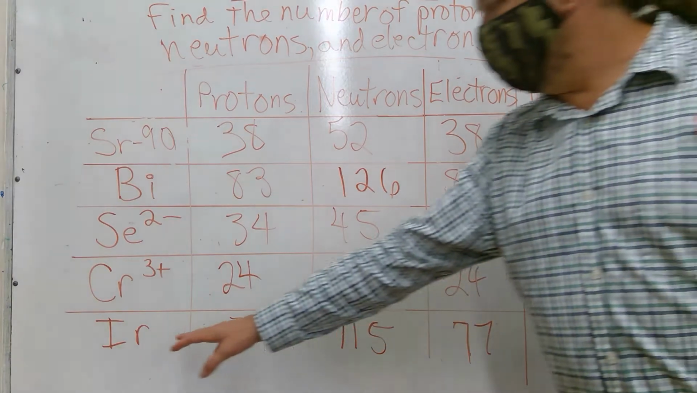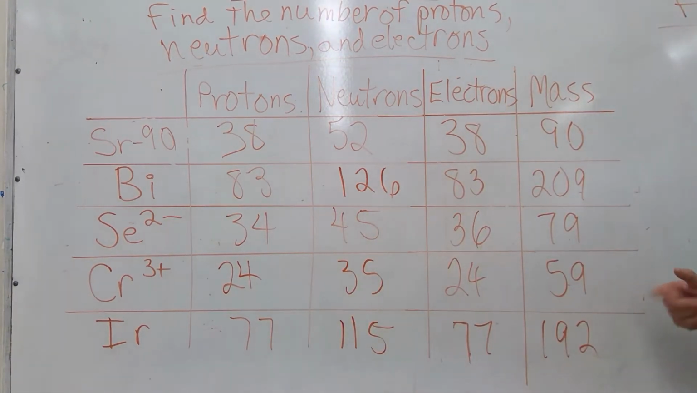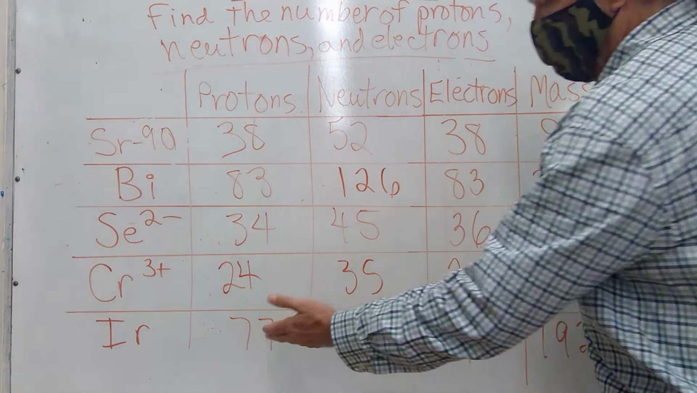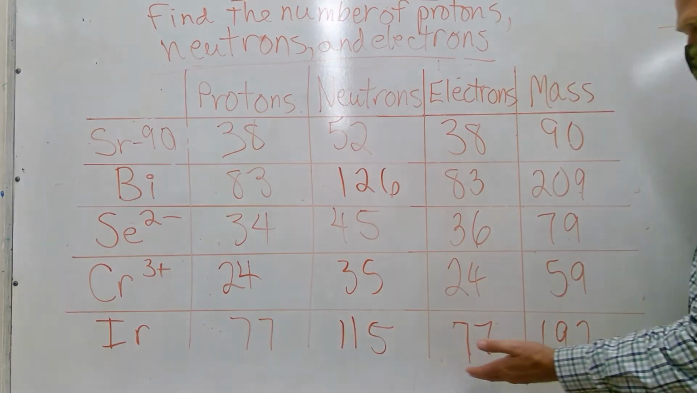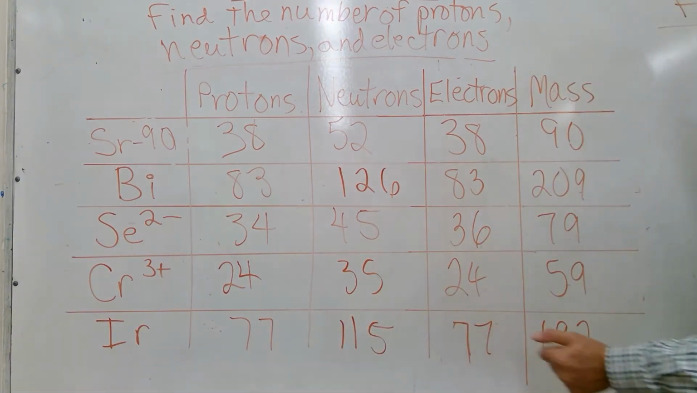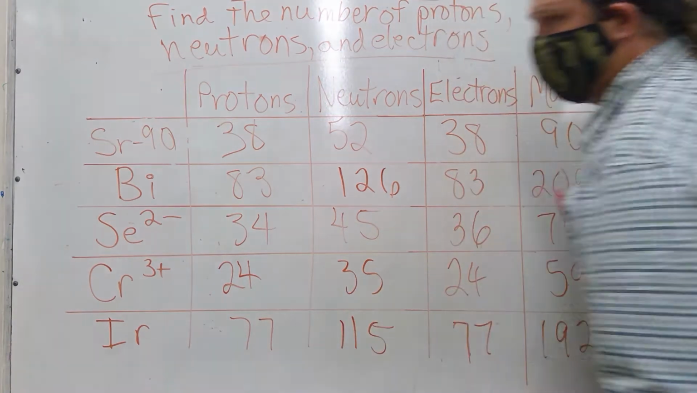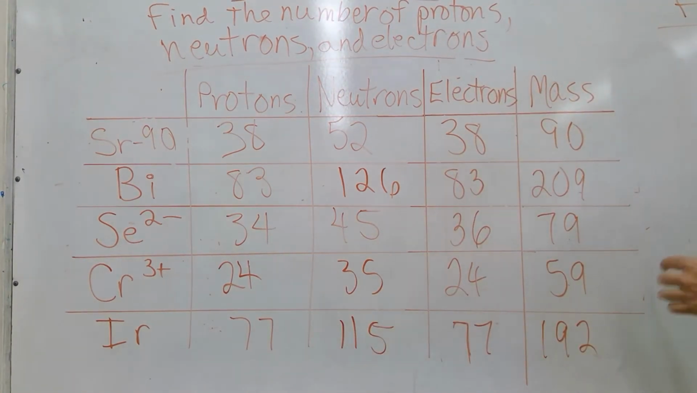Similarly, for iridium, we use the same method. The atomic number for iridium is 77, so we have an equal number of protons and electrons because we see no other symbols implied. We subtract the protons from a rounded mass, which in this case is 192, and we get 115 neutrons.